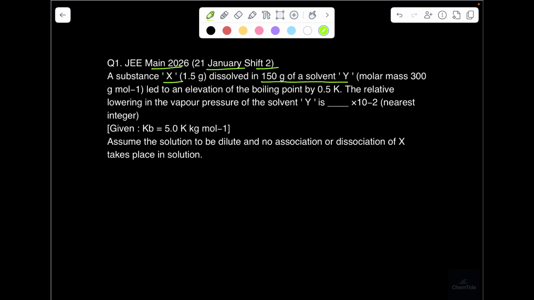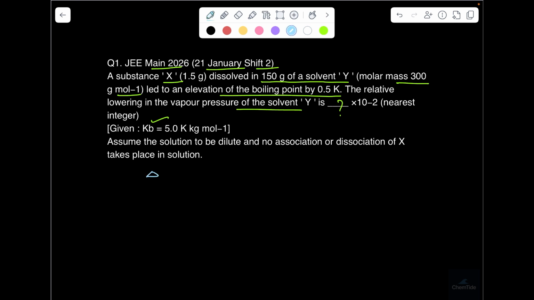So first question is JEE Main 2026, 21 January shift 2. The substance X dissolved in 150 grams of the solvent Y, molar mass 300 grams per mole, led to the elevation of the boiling point by 0.5 K. The relative lowering in the vapor pressure of solvent is this. Kb is given. Assume the solution to be dilute and no association and dissociation take place. Fine. So this is the question of the colligative property.